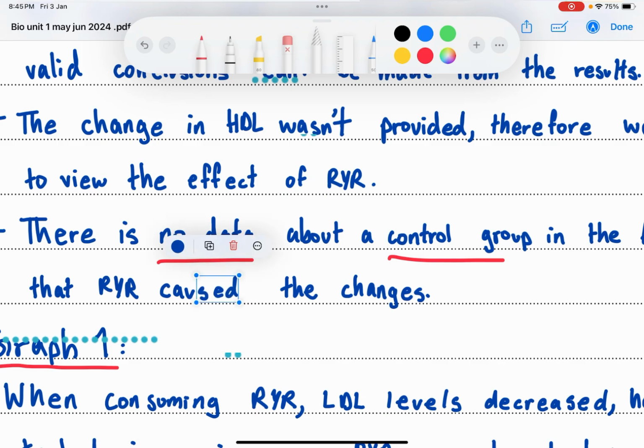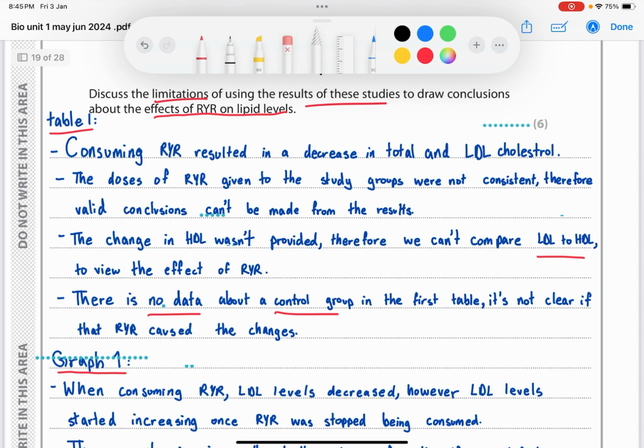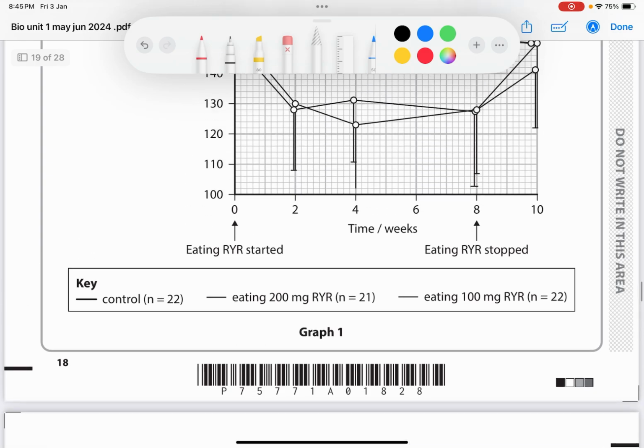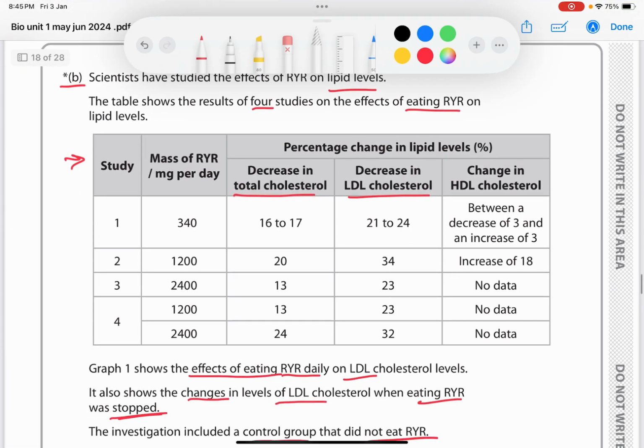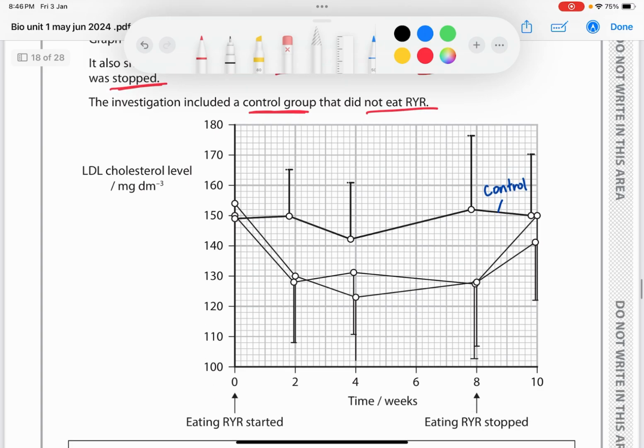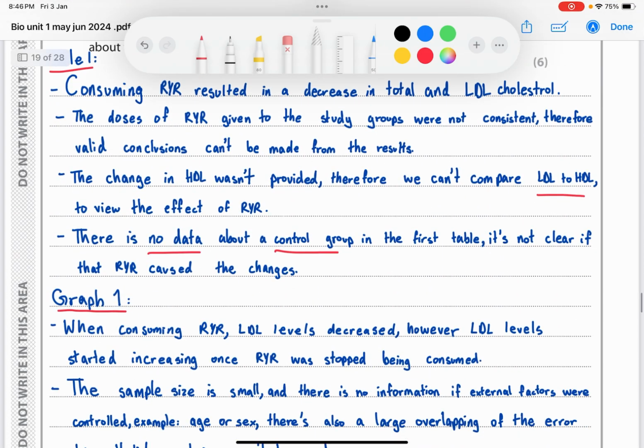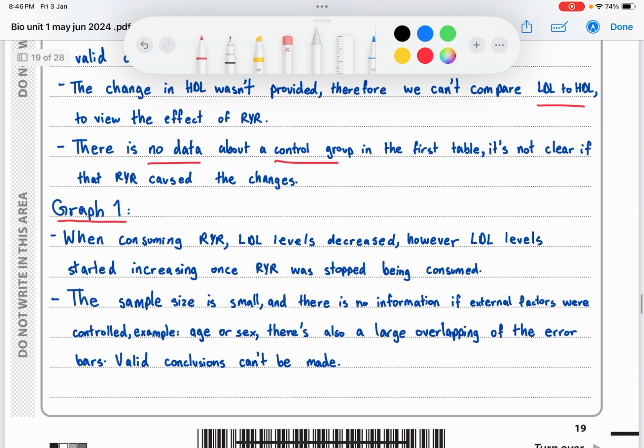So, since we don't have a control group that we can compare all of these results to, we don't exactly know that RYR was the reason why there was a decrease within these studies. And therefore, again, it invalidates the results that we have. Now, let's talk about the points in graph 1.